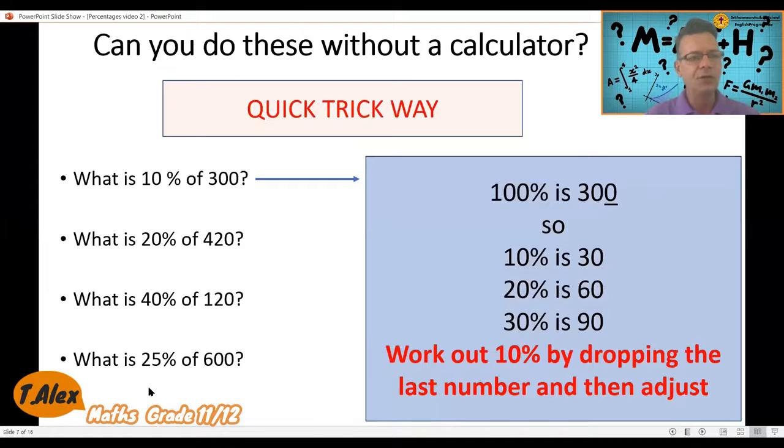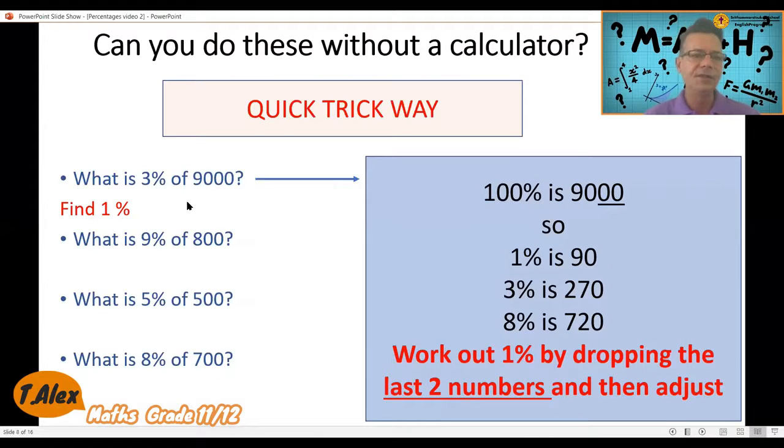Now, we can also use this method for 1%. Look here. What is 3% of 9,000? Oh my God, so difficult. Well, 10% would be 900, but 1%, drop the last 2 numbers. 1% is 90. Okay, so I know 1%. Now I can find 3 or any number. 3 times 9, 27. If I want 8%, it is 90 times 8, 720.